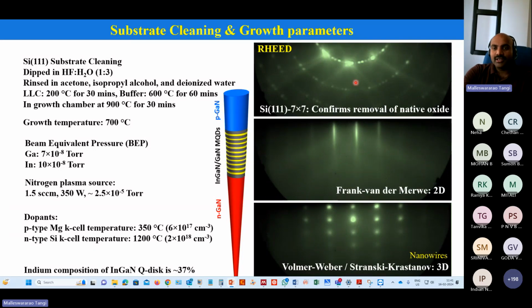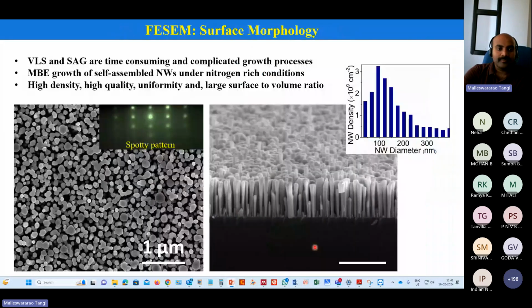So this is for silicon 7 by 7 reconstruction, and this will be a streaky pattern as I discussed earlier. It comes with perfect layer by layer growth, and on nanowires we see this kind of spotty pattern.